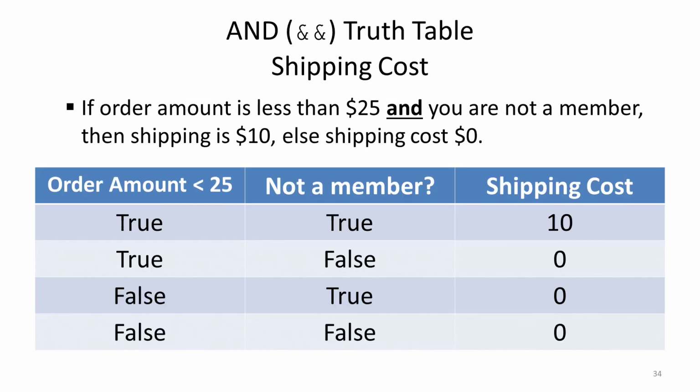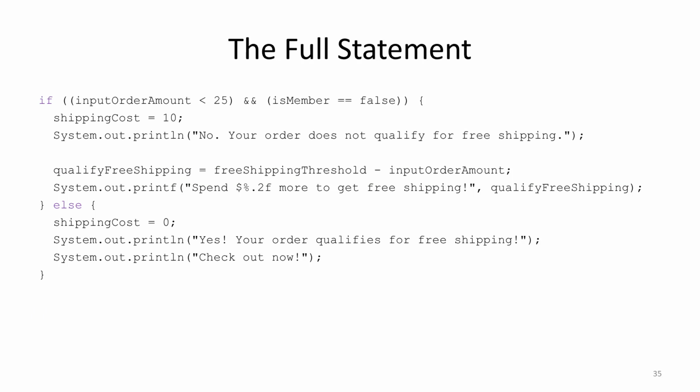If we represent the situation in a truth table, it would look like this. So the first criteria would be order amount strictly less than 25, and the second criteria is not a member. So in this case, the only way for the user to actually pay shipping is if the order is less than 25 and they are not a member. In all other cases, shipping would be free. And yes, like I mentioned, the and and the or are opposites of each other. And if we were to implement this compound condition in an if statement, then it would look like this.